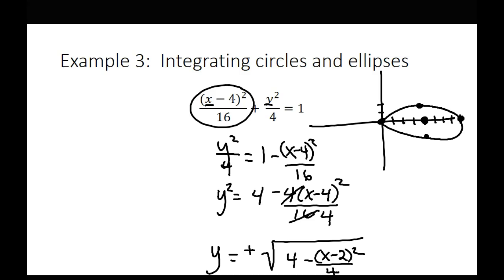The problem is it's not. But what we actually did here is we ended up with two functions. We have a positive square root of all that good stuff and a negative. Now remember back when we did circles, the positive part is the what?